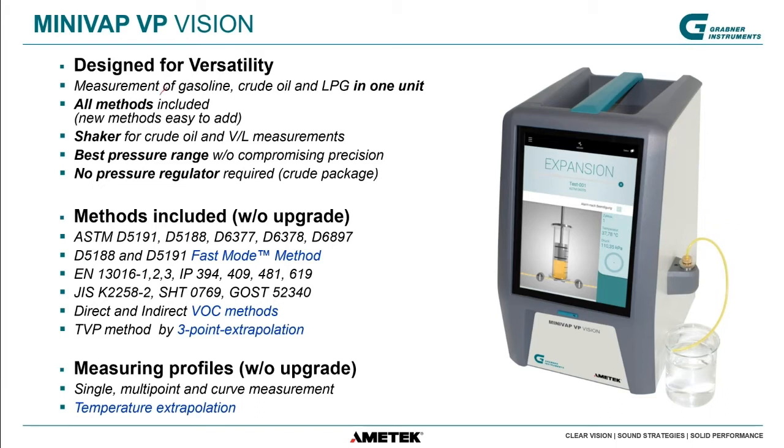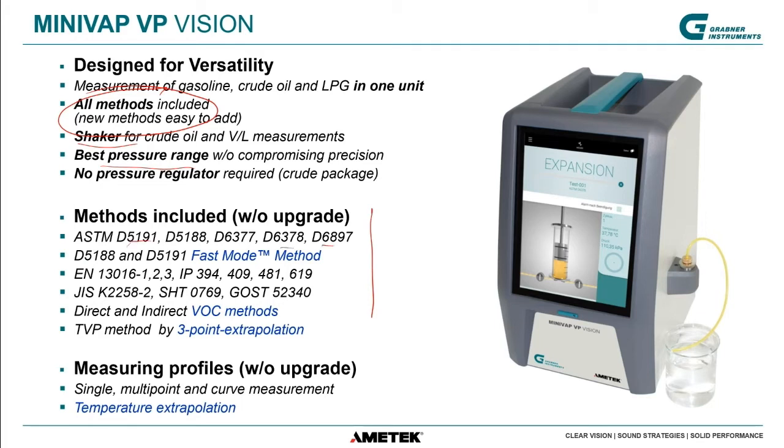to include all the methods. And to include all the methods, a shaker has been built in. It has a very wide pressure range to also be able to run LPG samples without any pressure regulator. Consequently, you also have the possibility to measure everything which is related to a vapor pressure standard. So 5191 up to the latest standards that we have.